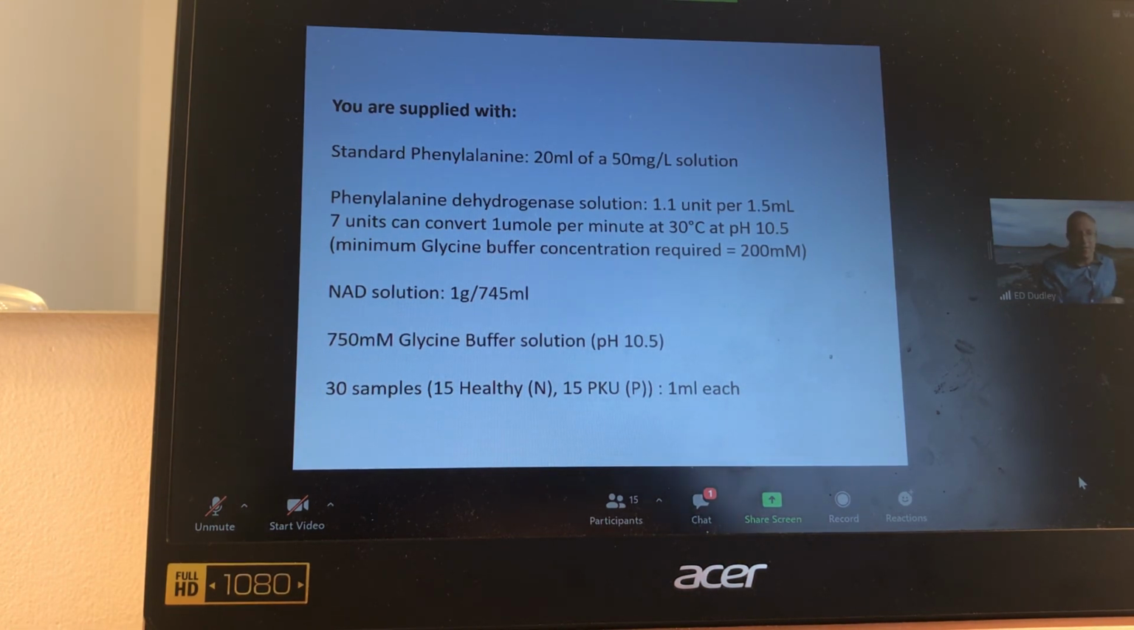You've got some enzyme, phenylalanine dehydrogenase, to convert that phenylalanine to phenylpyruvate. And we often measure enzymes in units. So we've got 1.1 unit of enzyme dissolved in 1.5 ml. And we know that it takes 7 units to convert 1 micromole per minute of phenylalanine at the temperature and pH that we're going to use. For the enzyme to be stable, it needs to be in a glycine buffer with a concentration of at least 200 millimolar.